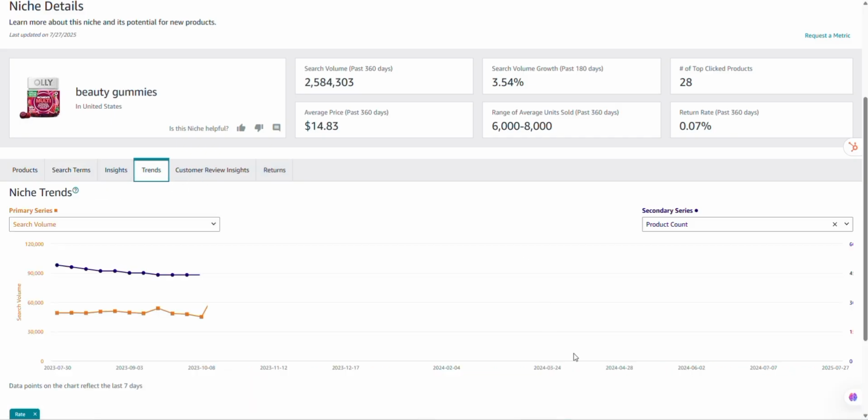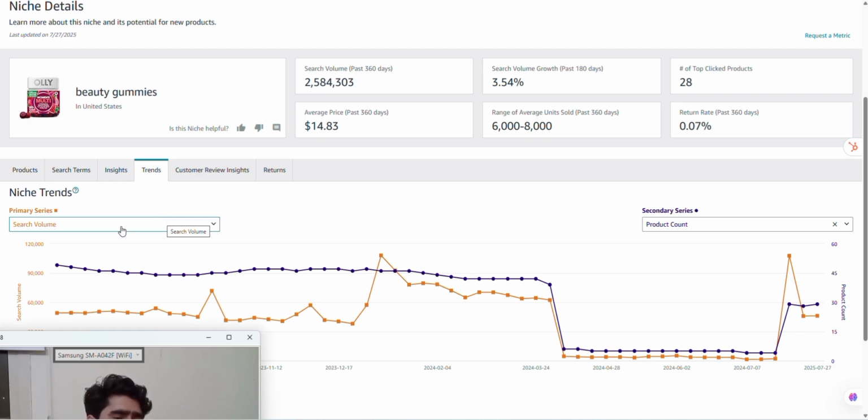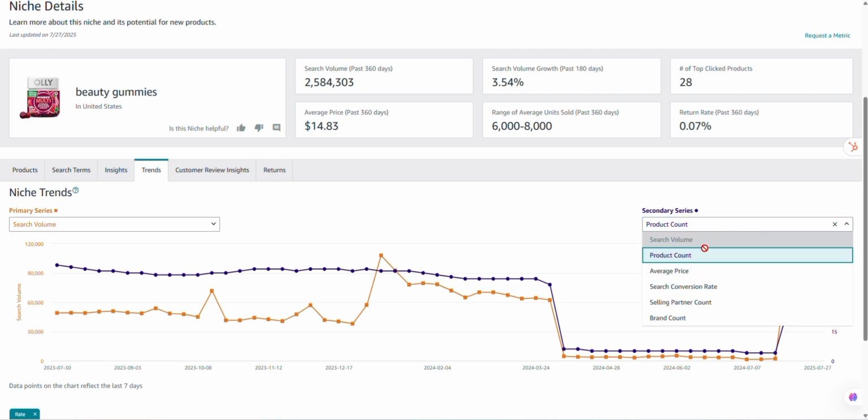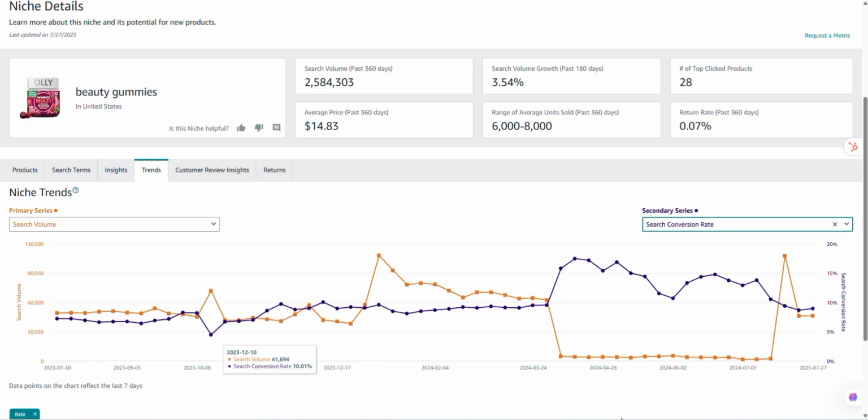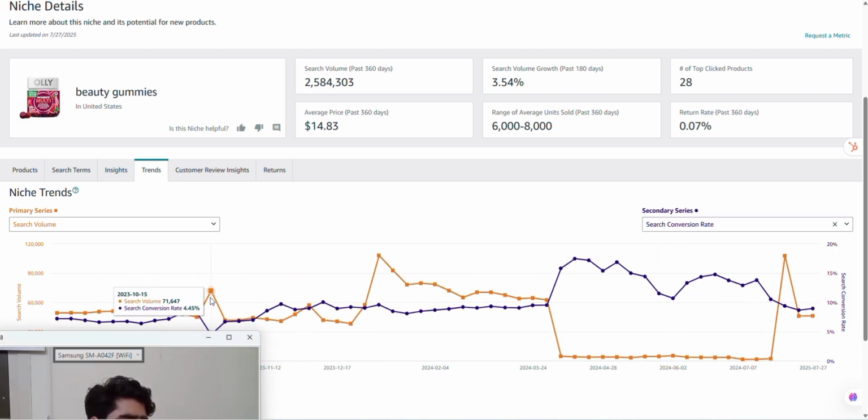So let's see the trend. Our primary series is search volume, our secondary series is search conversion. So here is the product search volume, 71,647, and the search conversion rate is 4.45. So here the search volume has increased, and conversion has also increased. So this is the easy way you can find search volume by keyword search.